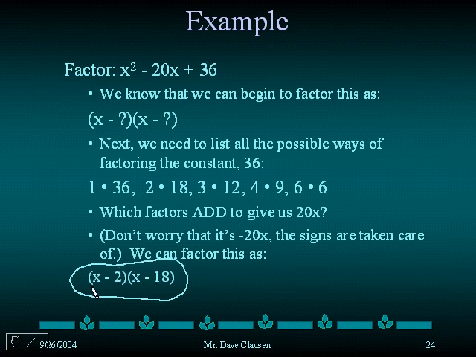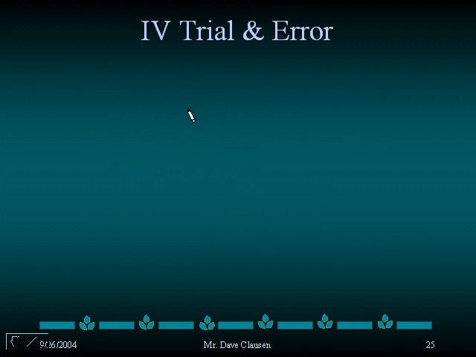Let's just quickly FOIL it in our heads to make sure. First, x times x is x squared. Outside is negative 18x. Inside is negative 2x. That's negative 20x. And last, negative 2 times negative 18 is positive 36. All right, we're going to hold off on FOIL backwards and keep trial and error for a future lesson.